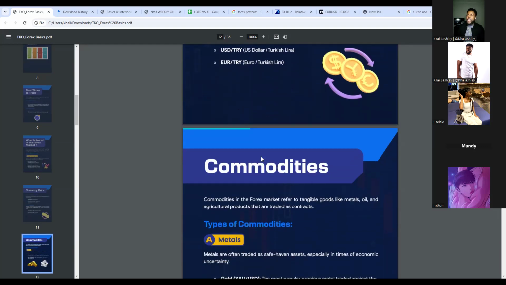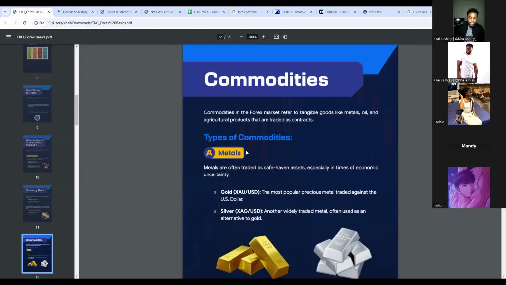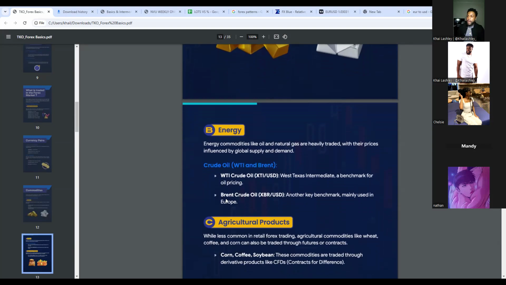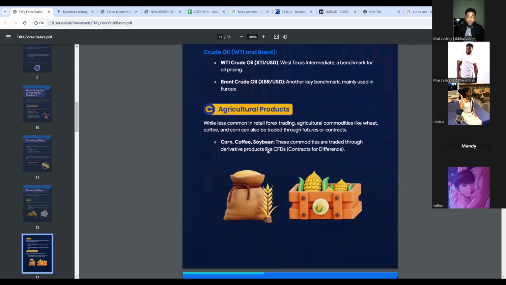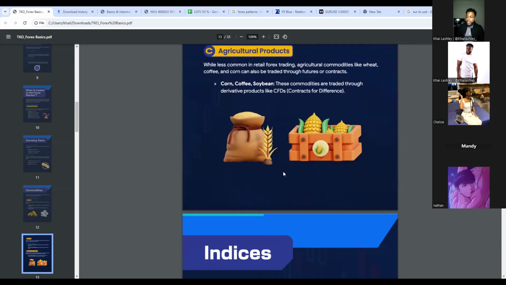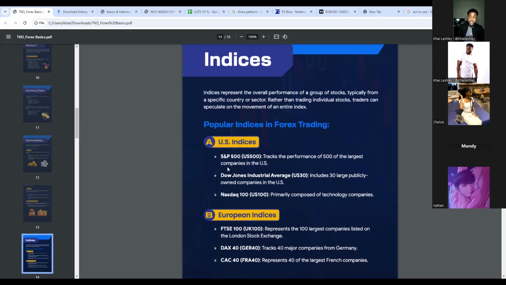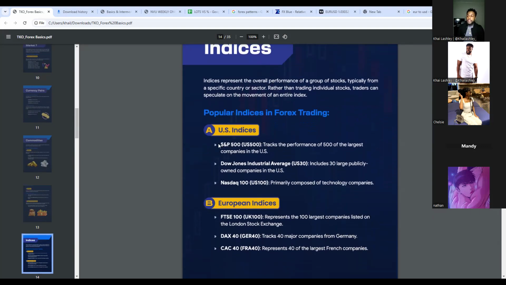And then of course we have commodities, right? We trade commodities. You have metals, like gold and silver. You have energy, you can trade oil as well. You can also trade coffee, soybean, corn. You can literally trade all those things in MetaTrader as well. And you can trade indices, things like US 30, the Dow Jones.